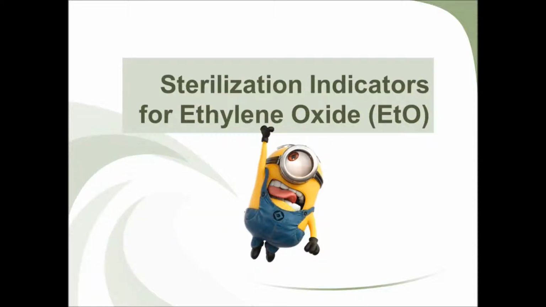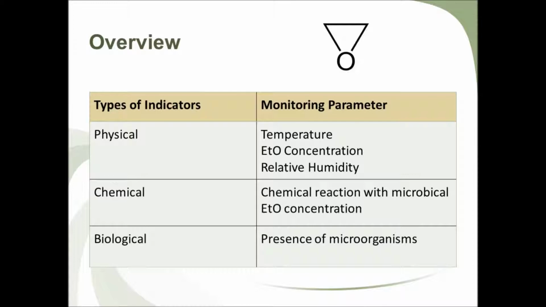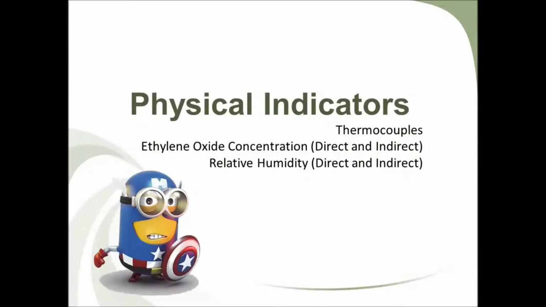Now we are going to discuss the sterilization indicators for ethylene oxide sterilization, also known as ETO. This is an overview of the different indicators for ethylene oxide sterilization. The essential physical parameters for effective ETO sterilization include gas concentration, temperature, and relative humidity. There are 3 critical physical parameters in ethylene oxide sterilization that have to be monitored for each cycle. They are temperature, concentration of ethylene oxide, and relative humidity.